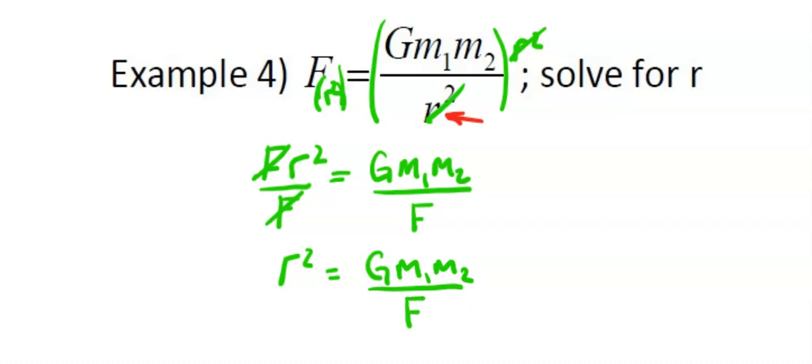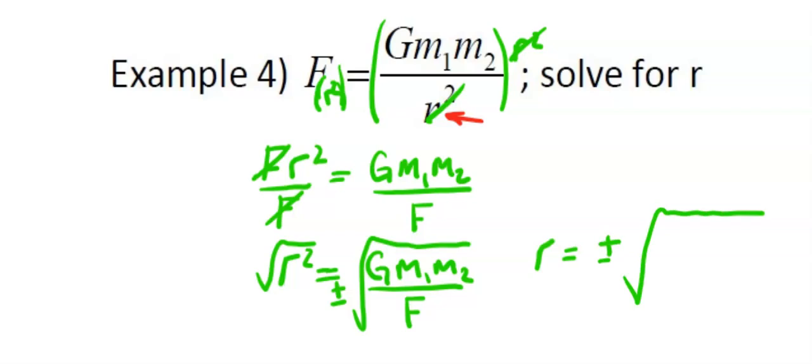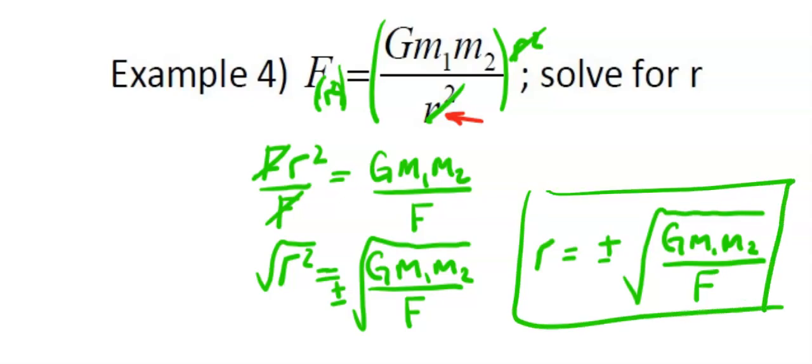So we want to get rid of that square, so the opposite of squaring would be square root. So take the square root of this side, and the square root of the other side, take plus or minus, and then we would say here that our final answer is r is equal to plus or minus the square root of g times m sub 1 times m sub 2 over f. And that'd be our final answer for number 4.